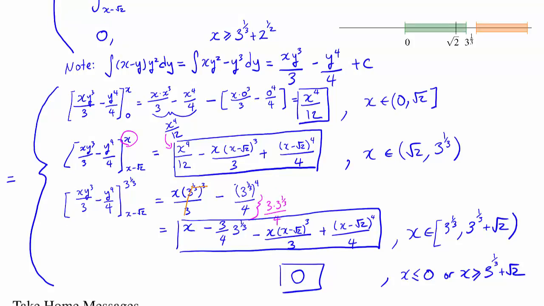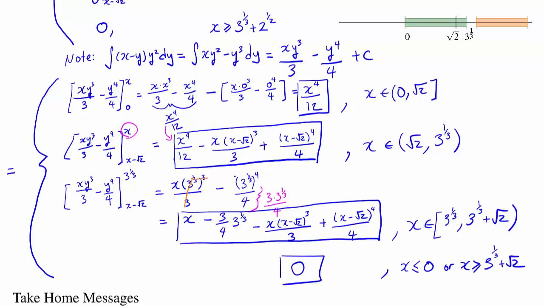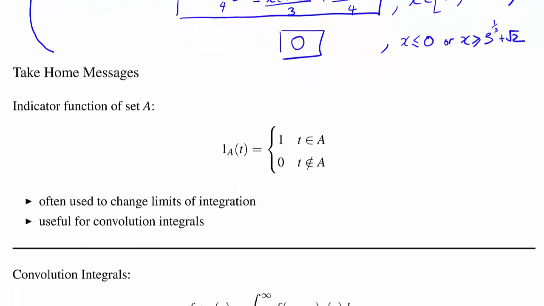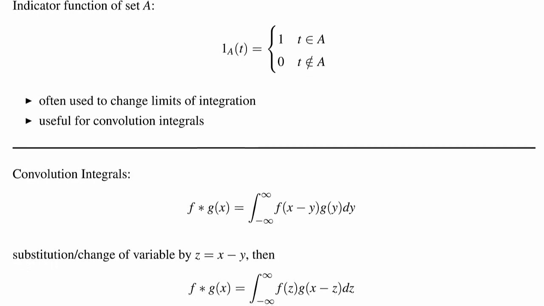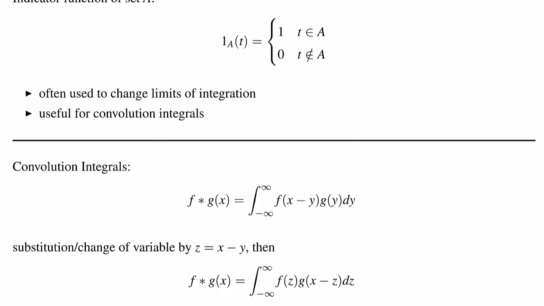So in conclusion, we've defined an indicator function, defined a convolution integral, and we've motivated how to use indicator functions to change the limits of integrals, and also how they're useful in convolution integrals. The actual use of convolution integrals will become clear in applications like system theory and probability. Thank you.